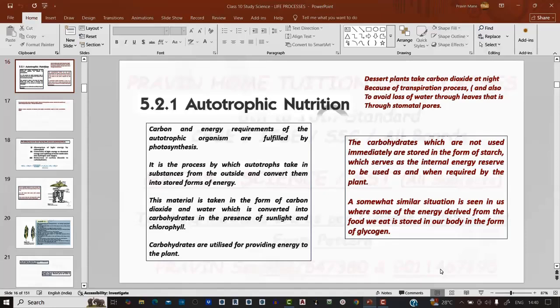In the process of photosynthesis, by using carbon dioxide and water, the plant converts them into carbohydrates in the presence of sunlight and chlorophyll. Carbohydrates are utilized for providing energy to the plant. The carbohydrates which are not used are stored in the form of starch, which serves as internal reserve energy, used as and when required by the plant.